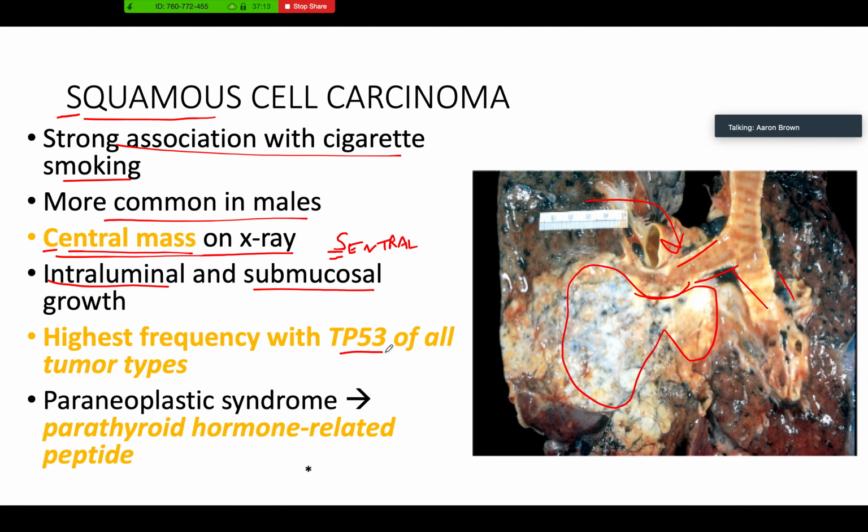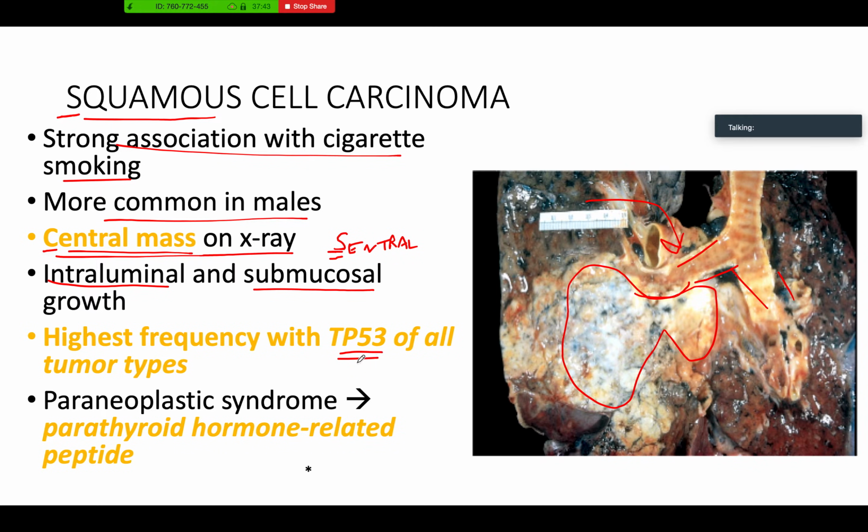TP53 is one of those cell cycle regulating proteins. And this has the highest frequency of mutations with P53 of all those tumor types. So if we deactivate P53, we start to have very irregular and pathologic growth of cells. While we can see this particular mutation in other cancer types, it has the highest frequency with squamous cell carcinoma. You're almost guaranteed to see it.